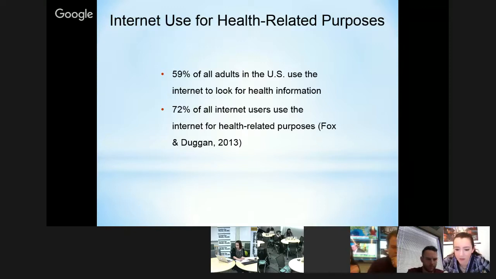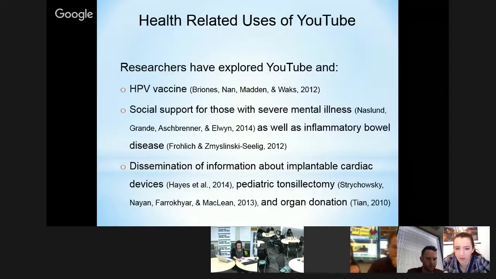So it fits very well with the paper that we just heard with Aurora's research on HPV. There has been quite a bit of research that has looked at YouTube as a mechanism for communicating information about health concerns, including HPV vaccine, as we just heard as well. Also, there's research that looks at social support and the way that YouTube has been used to provide social support, and the way in which it's been used to disseminate information about everything from organ donation to tonsillectomies to cardiac devices. Unfortunately, there hasn't been very much research that looks at the motivations behind the use of YouTube.